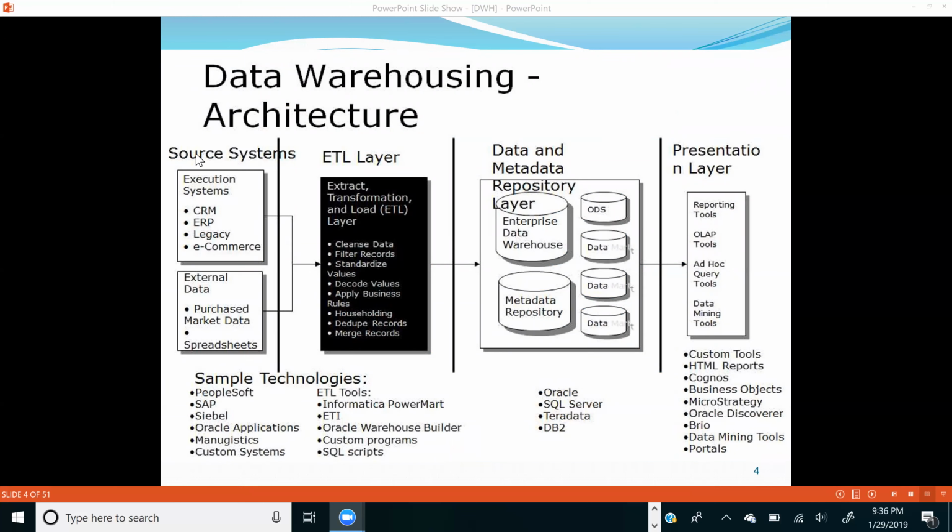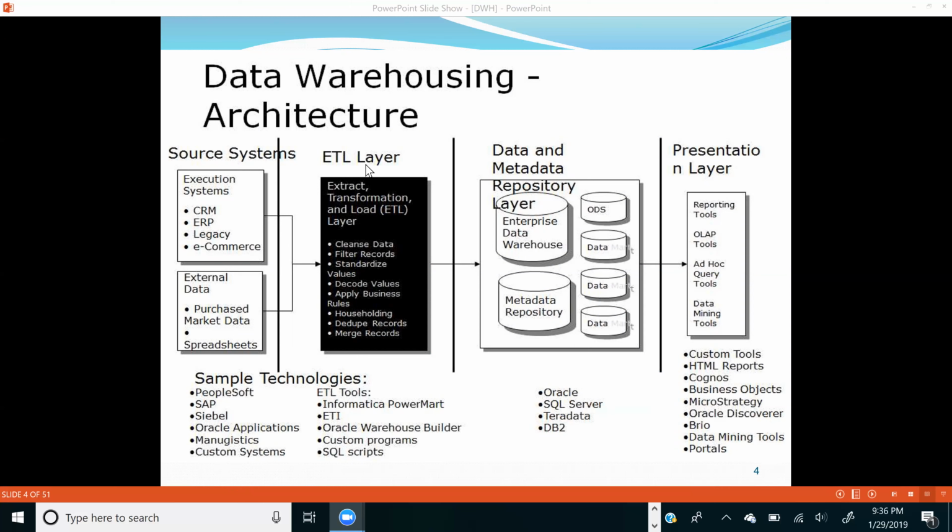When I said operational system, this is where the source system is, so it might be your CRM system, ERP system, or any legacy system like a mainframe, or any online e-commerce system, or it might be any external data, such as purchased market data used to analyze competitors, which they get in different formats. At this source system, these are the different technologies which we can use, and there are many more to add here as well.